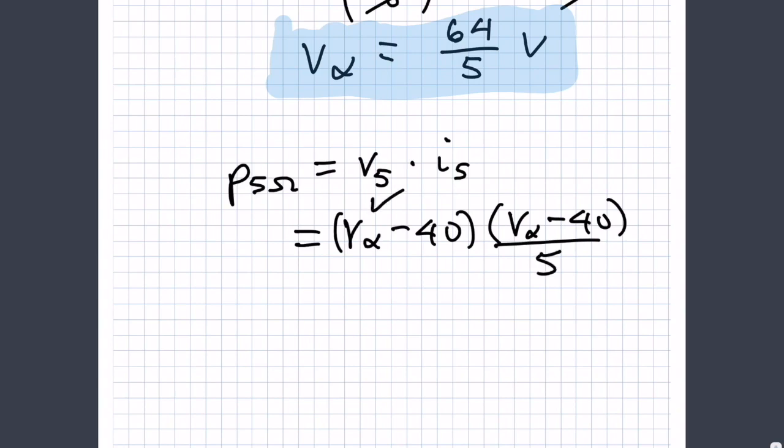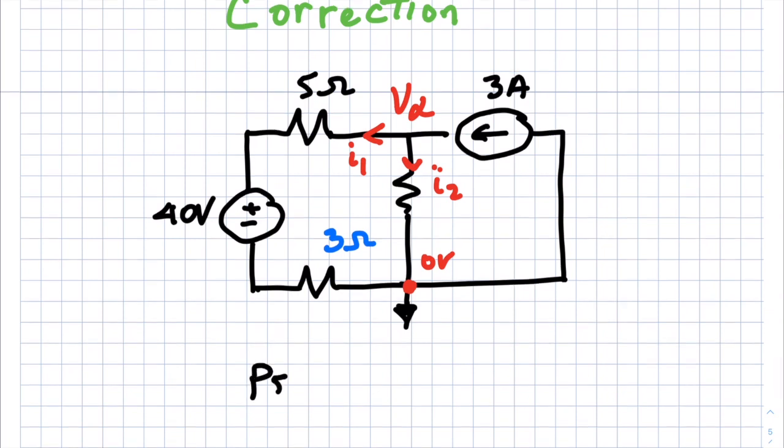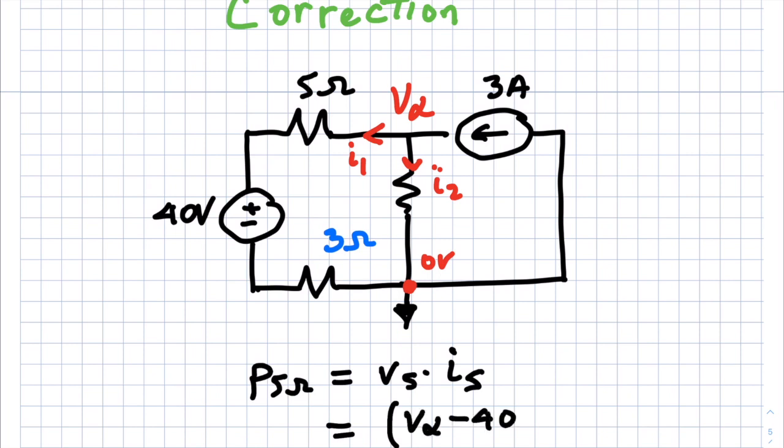I actually made a mistake when I said that P5 ohms is V5 times I5. That is actually correct. The mistake comes from what is V5. So in the original video, I put that V5 is V alpha minus 40. All right, it's really easy to make that mistake because you're so used to looking at these dots. All right, here's the dot V alpha. I see this 40 volt source. That's where that mistake came from.